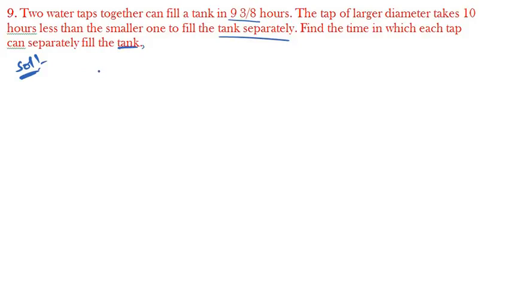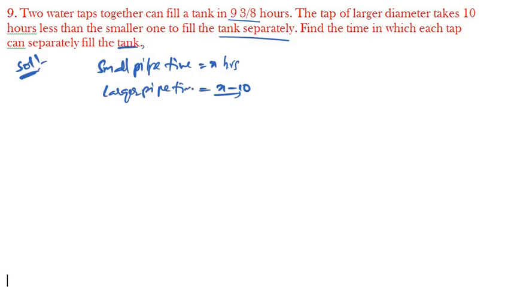So here, let the time taken by the tap with the smaller diameter be x hours. The smaller pipe's time is x hours. Then the larger pipe, with the larger diameter, will finish in x minus 10 hours, meaning less time, so it will fill faster. The larger pipe will take x minus 10 hours.